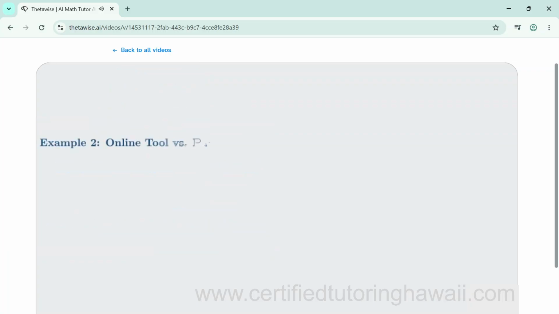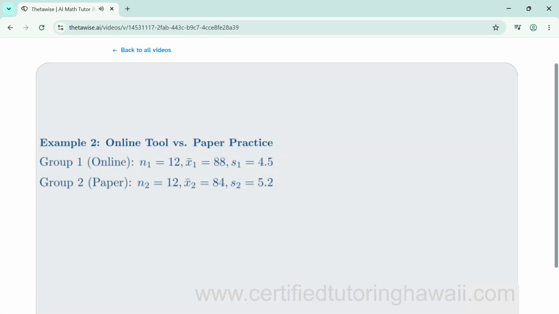Let's look at another example, this time involving a randomized experiment. This is common when testing a new method against a control. Suppose a teacher wants to know if a new online practice tool improves scores on a math test. The teacher randomly assigns 24 students to two groups of 12. One group uses the online tool, and the other uses traditional paper practice. We want to construct a 90% confidence interval for the difference in mean test scores.